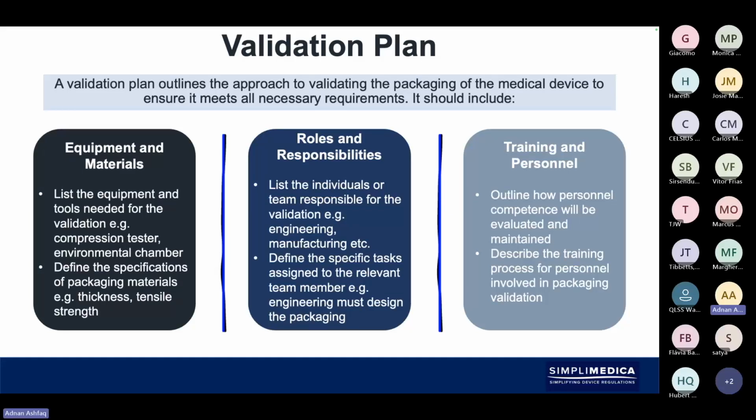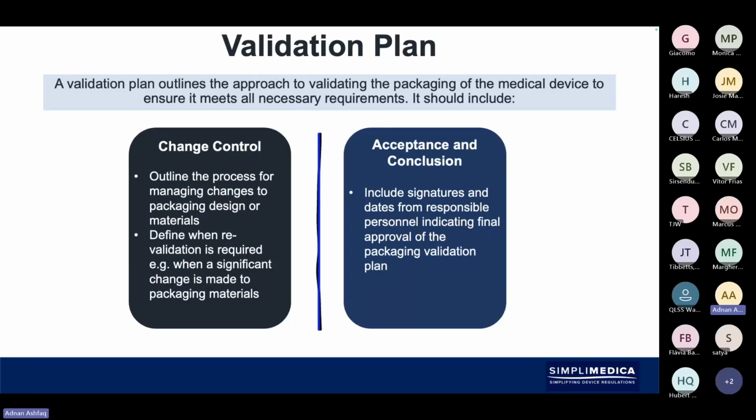You then have to list out, of course, roles and responsibilities: who's responsible for which task, and any training that needs to be executed before doing the packaging validation. So after the plan is written, and before doing the testing itself, is there any training that needs to be executed before actually performing the tests? And then also, what's your strategy for change control? If you need to change the packaging materials in the midst of the packaging validation itself, maybe because you've identified that the materials are not right, you need to go back and make some tweaks.